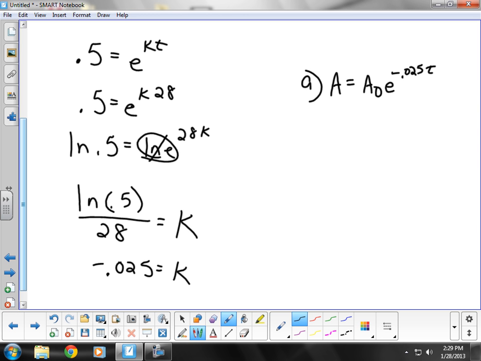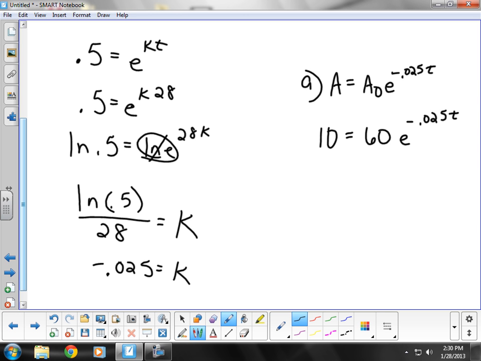Part B says suppose that a nuclear accident occurs and releases 60 grams of strontium-90 into the atmosphere. So what's the 60 stand for in my formula? The initial value. There's 60 grams floating around the atmosphere, so that's the A sub 0. How long will it take for this to decay to a level of 10 grams in the atmosphere? So where does the 10 grams go? In A. So my formula becomes 10 is equal to 60 times e to the negative 0.025 t.